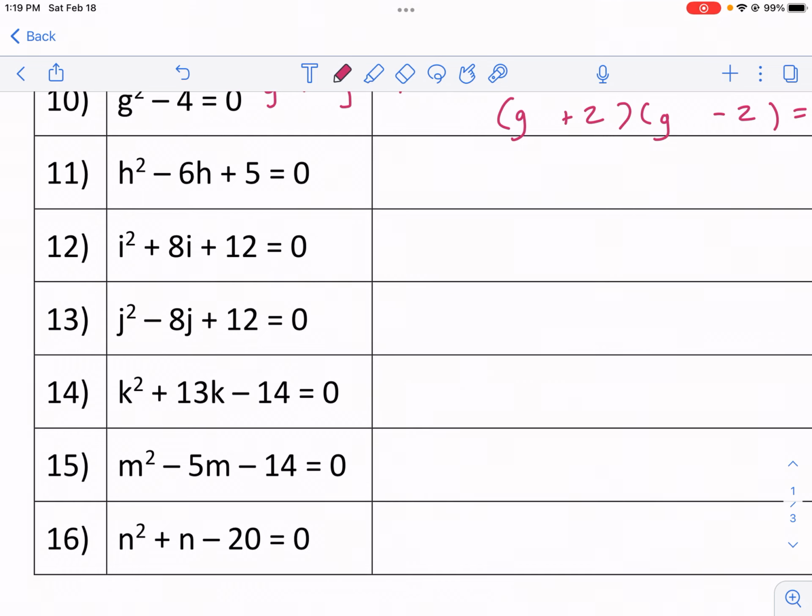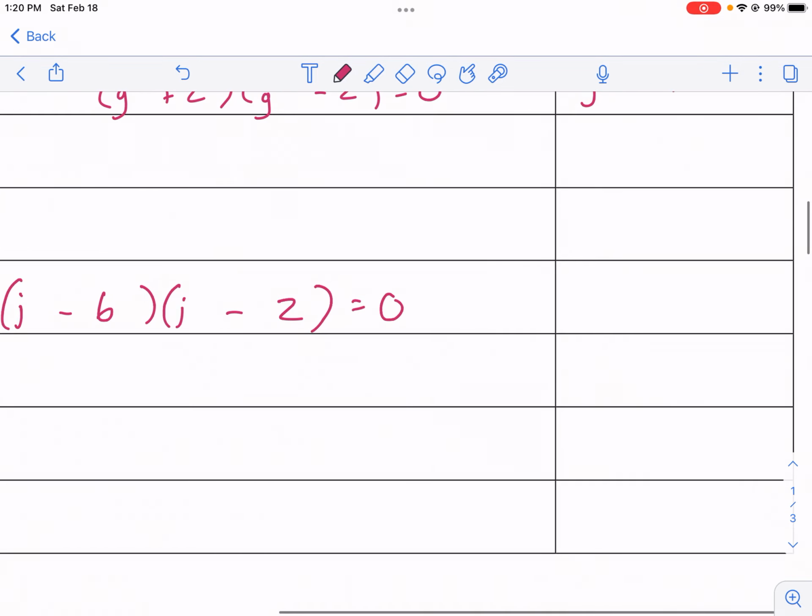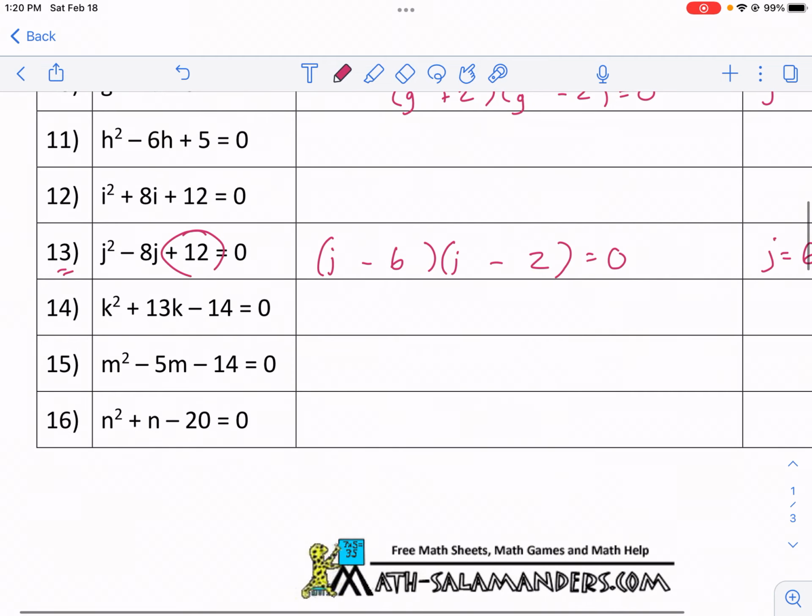All right, let's do one where it's negative in the middle and positive, so that's number 13. So we have j squared minus 8j plus 12. So put my parentheses, j and j, and then factors of 12 that are going to be positive, but the middle term is going to be negative. So guess what? Negative times negative will give me positive, and then 6 times 2 will give me 12, negative 6 times negative 2, but then also negative 6 plus negative 2 will give me negative 8. And that is going to be my factorization. Now, j is going to be equal to positive 6, because 6 minus 6 equals 0, and also positive 2. And that's going to be my answer for number 13.